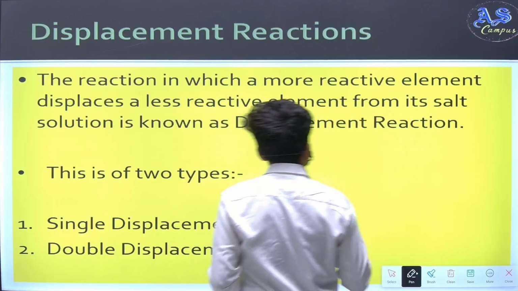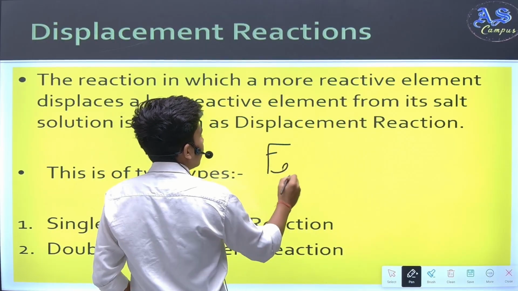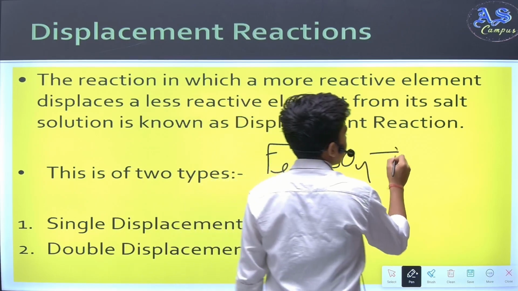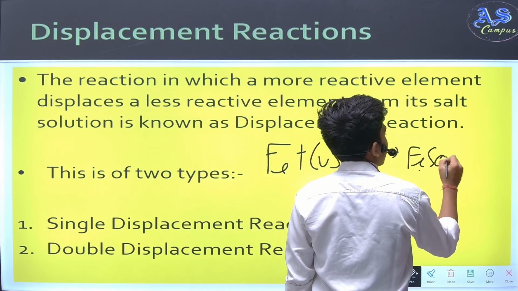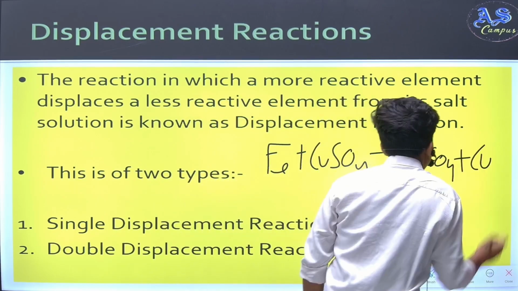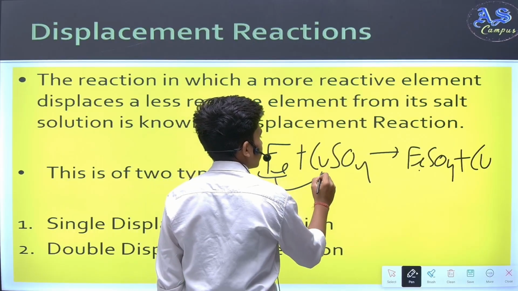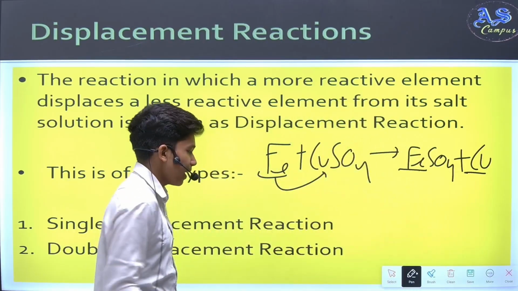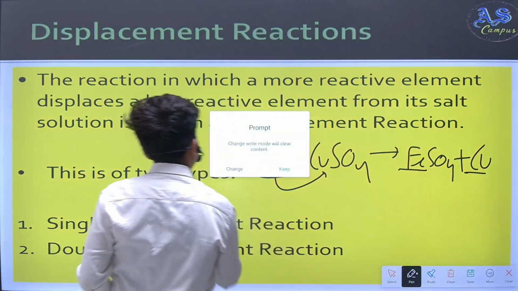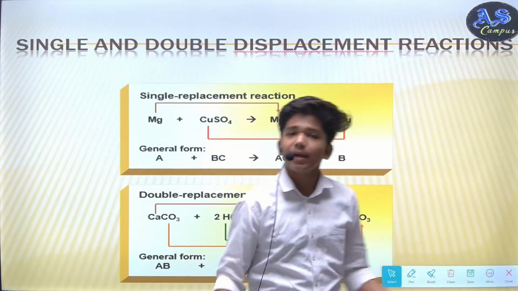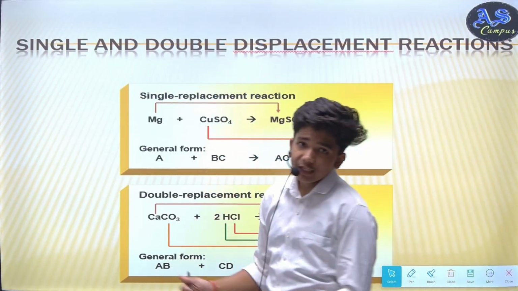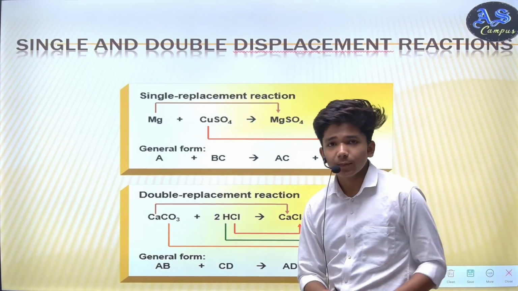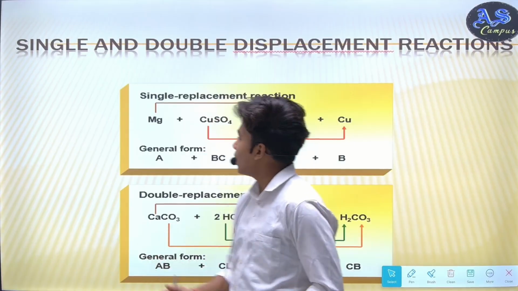For example of a displacement reaction, if you put iron and the solution of copper sulfate, CuSO4, it will give iron sulfate plus copper. So this Fe displaces copper, as you can see here. This is an example of a displacement reaction. Displacement reaction is also of 2 types, single displacement and double displacement. In double displacement, the mutual exchange of ions occurs, while in single displacement reaction, a more reactive metal displaces a less reactive metal.